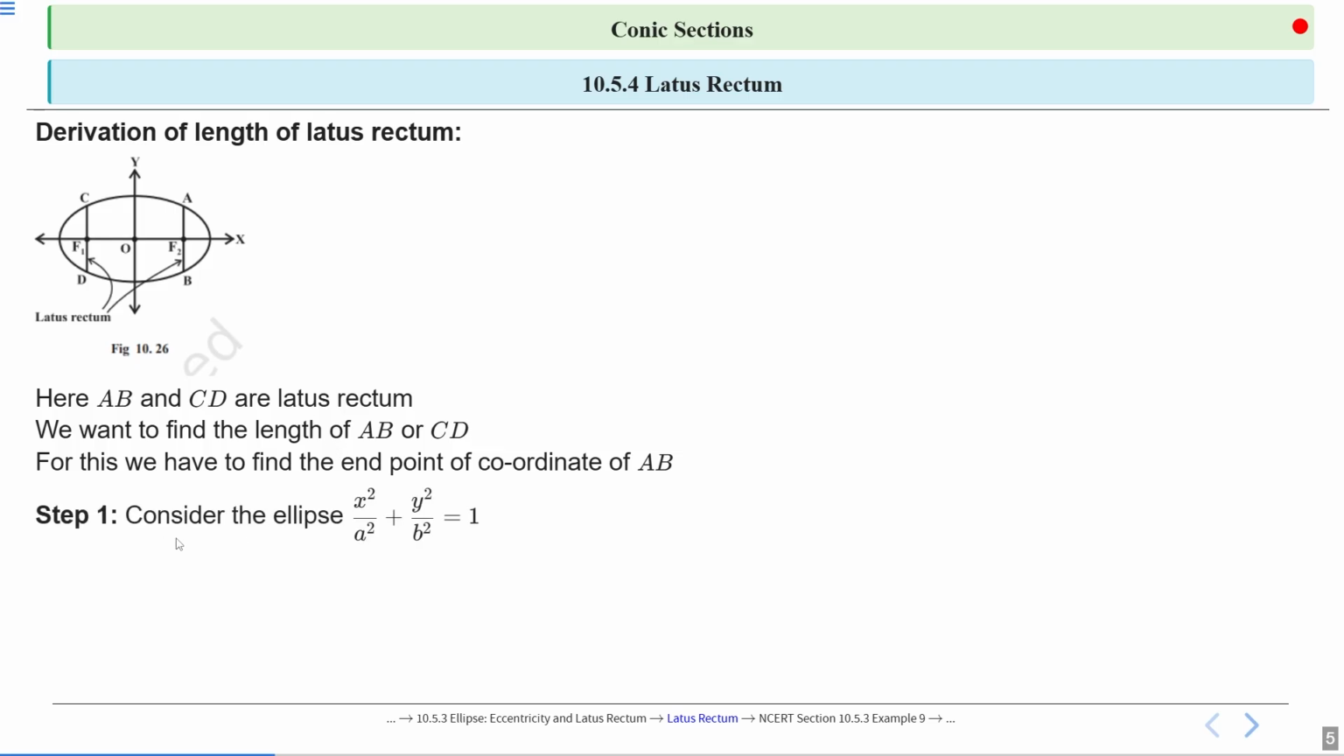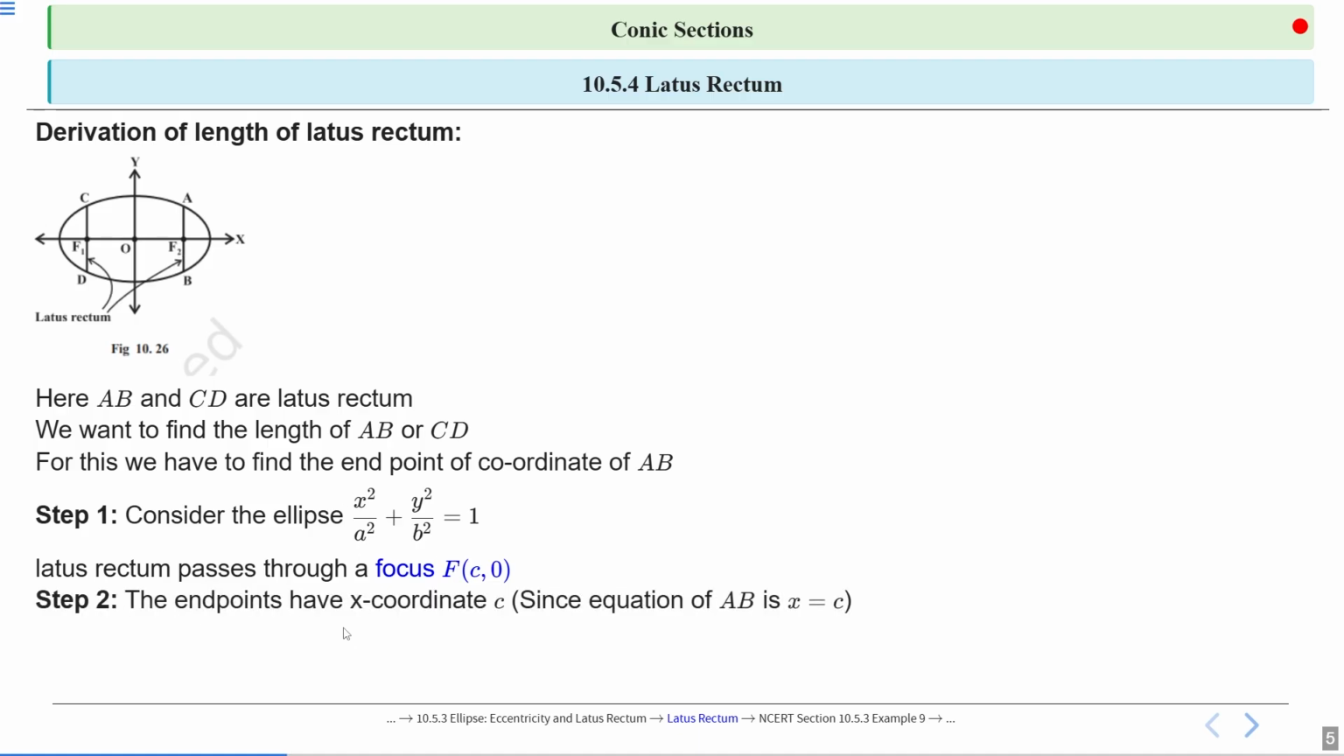So in step 1, first consider the ellipse x square upon a square plus y square upon b square equal to 1, the standard form of an ellipse. Here the latus rectum passes through a focus. This focus is c comma 0, so the coordinates of the focus point are c comma 0. The latus rectum passes through this point c comma 0. So what can we say?